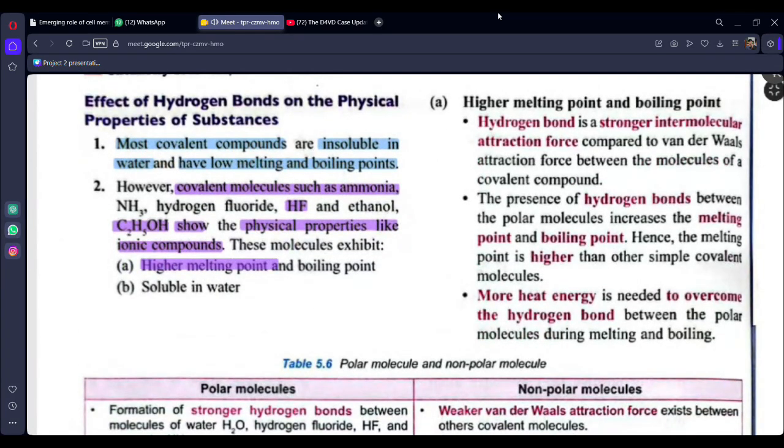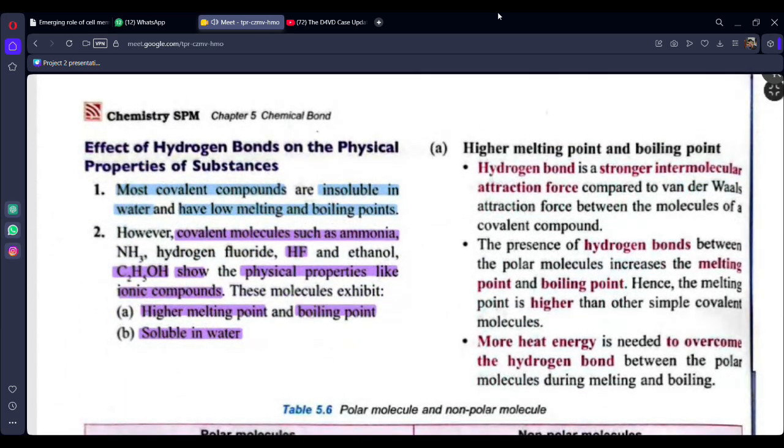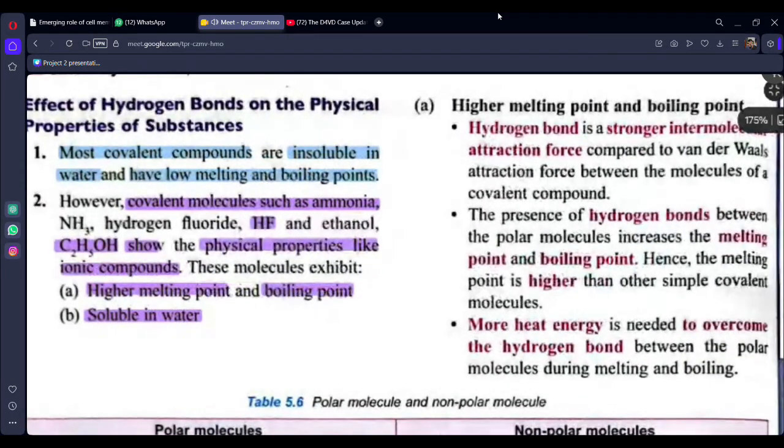Why? Why is their melting point high, boiling point high? And why are they soluble in water? Because they have hydrogen bonds. Okay? Always remember, when there is a hydrogen bond, it acts like an ionic compound a bit. If there is a hydrogen bond, it acts like an ionic compound. Melting boiling point naik, solubility in water pun naik.